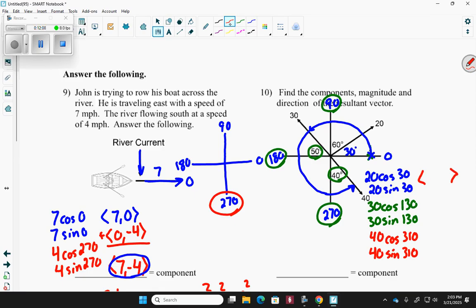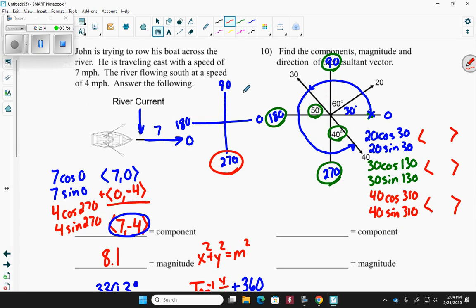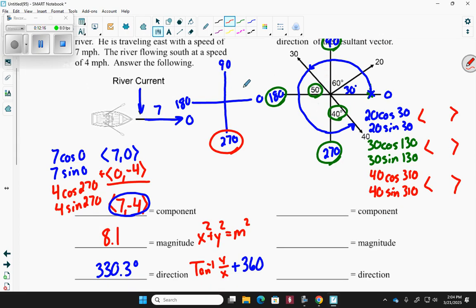Now, I'm going to speed up a little bit just for time's sake. I'm assuming you guys can do the vector operations with your calculator, all right? If you can't, make sure you ask me or Mrs. Vetrano. You're going to add all this information up, and your components will be 23.7 and then 2.4, all right? Now, the magnitude, again, is x squared plus y squared, which is 23.8.